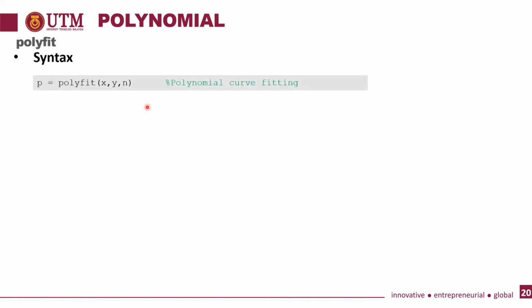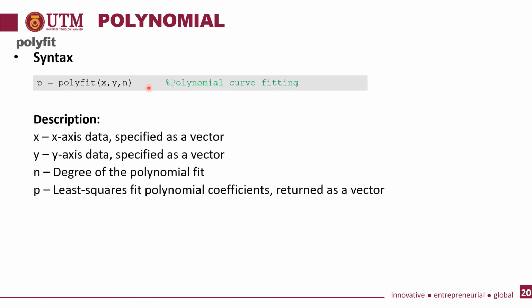Alright, so next we'll take a look at polyfit. Okay, so what is actually polyfit? Polyfit is represented by the output P equals polyfit(x, y, n). The description for this syntax is: x is the x-axis data, y is the y-axis data, n is the degree of the polynomial fit, and p is the least squares fit polynomial coefficients written as a vector.